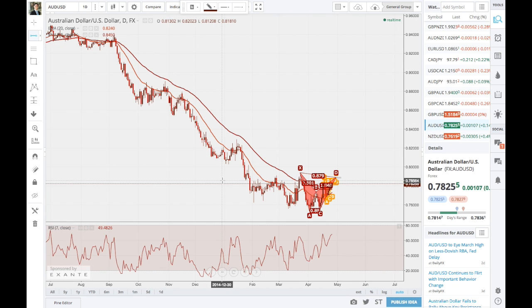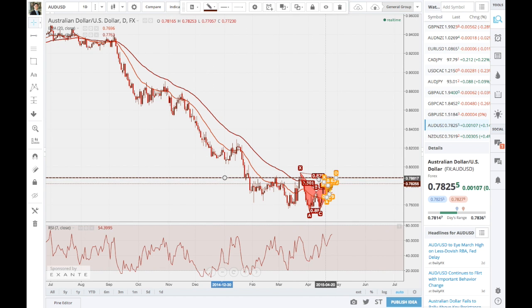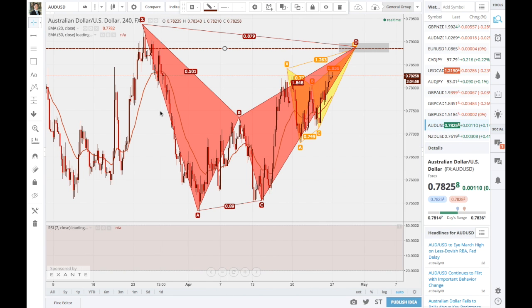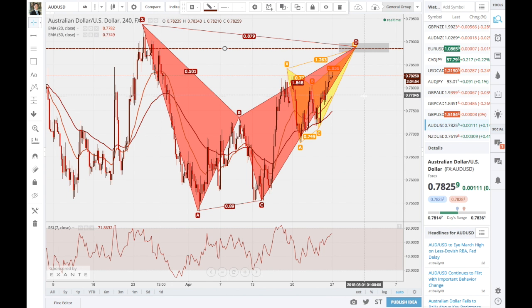So if we draw in a horizontal line, we can see that this line coincides with previous resistance over here as well. Right, so this is something that I'll be looking out for in the Aussie dollar pair. Right, so for those who are trading harmonic and advanced patterns, this is something you want to look out for as well, right, around this region of the 0.7889 and 789. All right, around that.